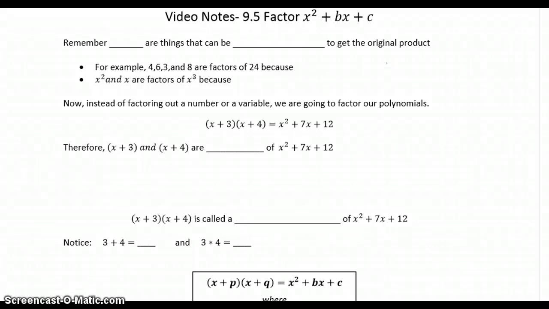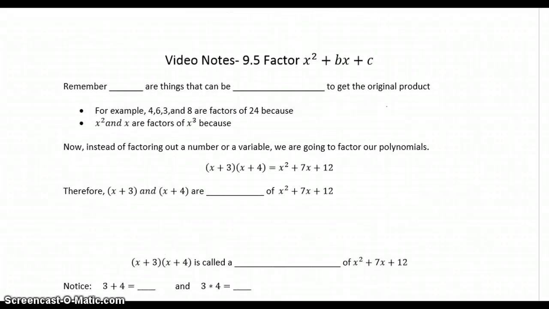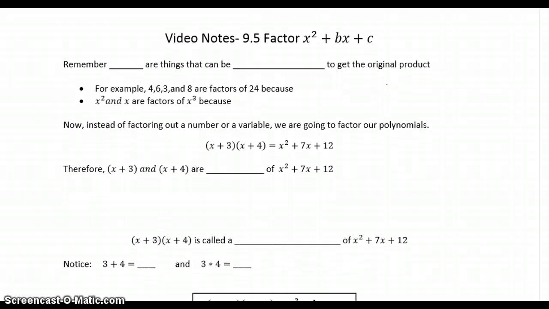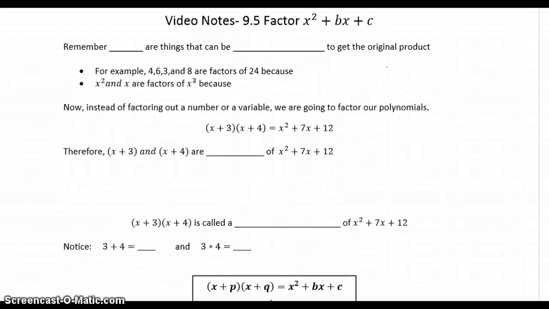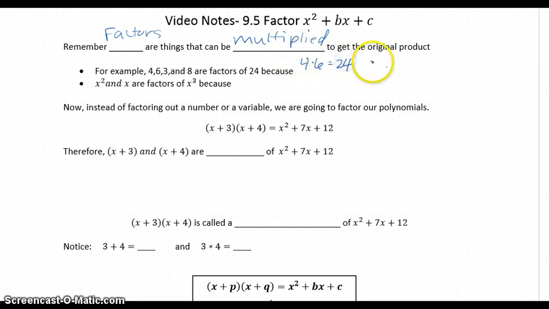Alrighty, so this is videos for 9.5, factoring x squared plus bx plus c. So just a reminder that factors are things that can be multiplied together to get a product. So 4, 6, 3, and 8 are all factors of 24 because 4 times 6 gives us 24 and 3 times 8 gives us 24.